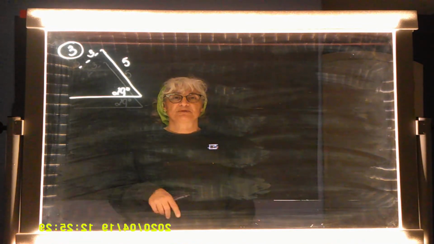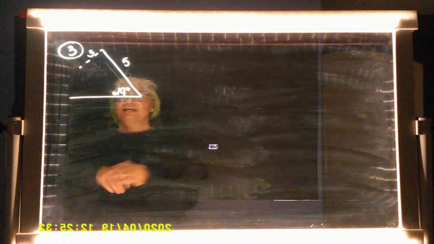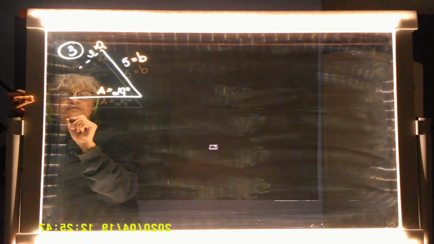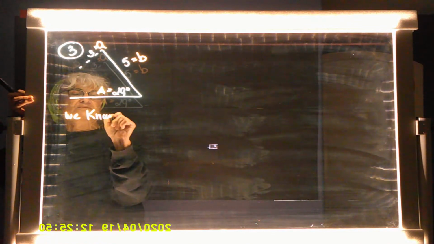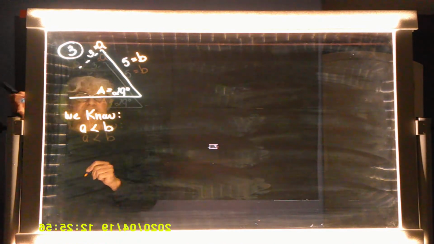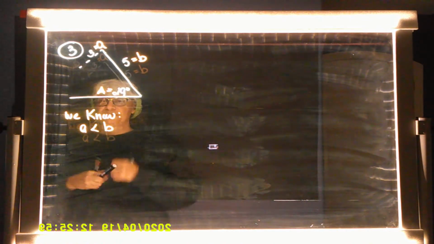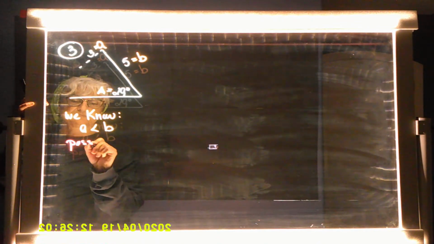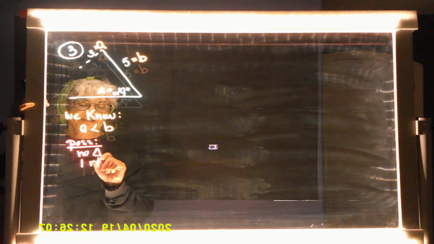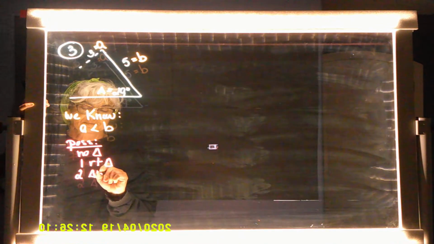Okay, so one more example about the ambiguous case. Here's the information we have. What do we know? And again, I'm going to label these. So we know that side A is less than B, right? So, possibilities: no triangle, one right triangle, or two triangles.